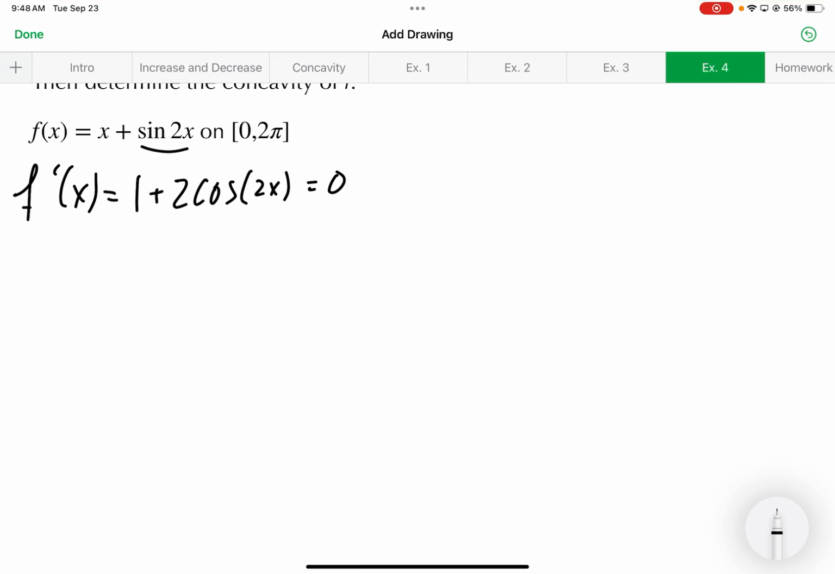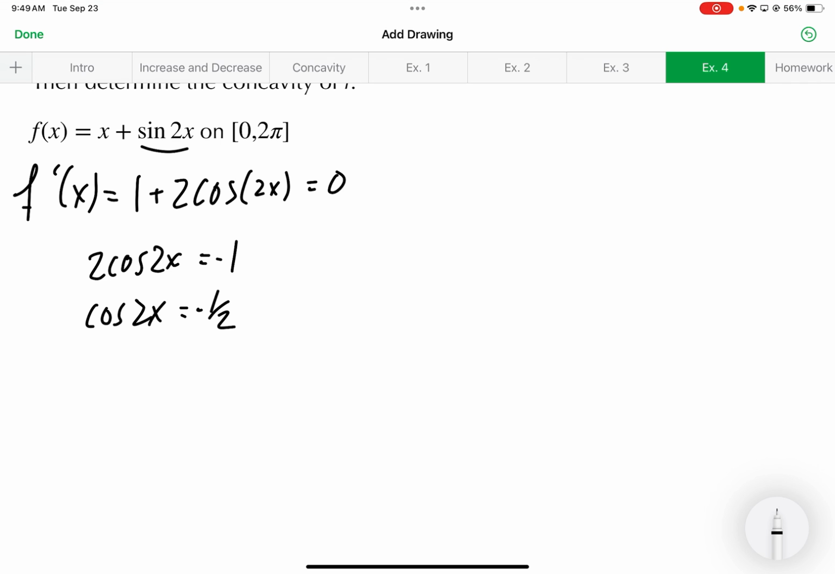Okay, so we have to solve that. I would start by subtracting 1 from both sides. Then I would get 2 cosine 2x equals negative 1. And then divide by 2. So then cosine 2x equals negative 1/2. Your job is to figure out where cosine of 2x equals negative 1/2.